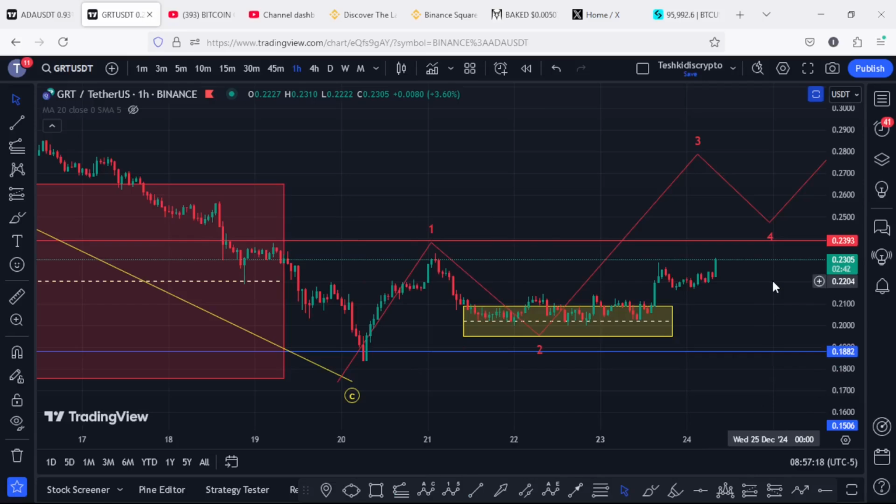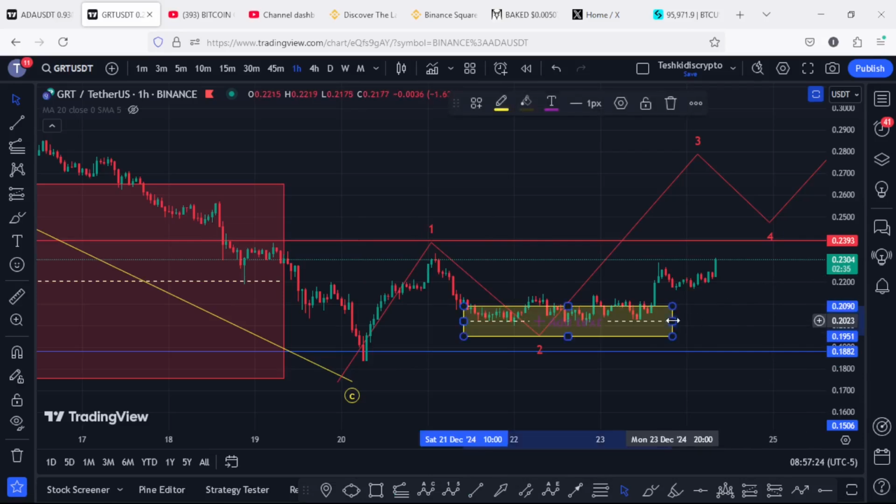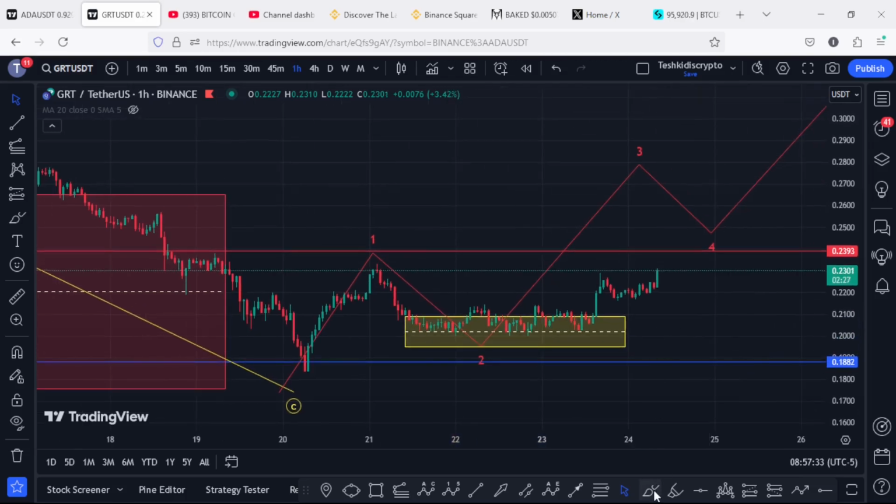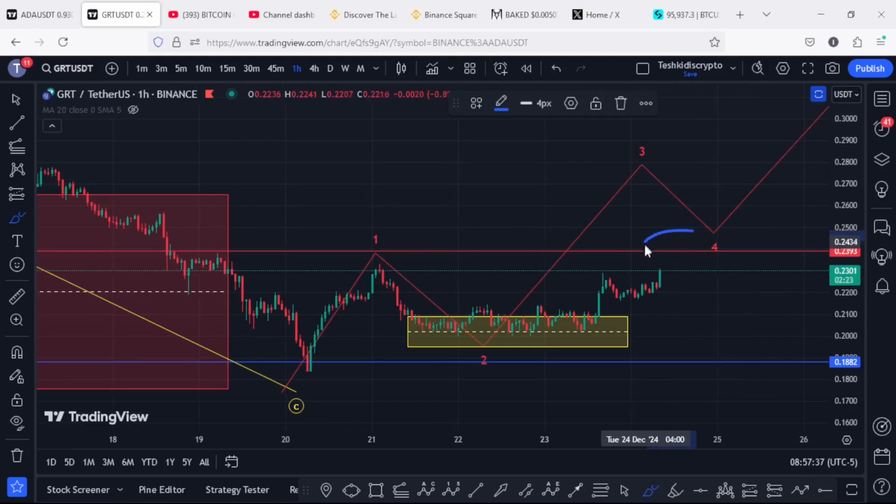GRT at the time of this recording is giving us a bit of a bounce to the upside after we continued to hold within our key area of support between the 0.209 and the 0.1951, and the next key area of resistance that we need to see a break above lies above the 0.2393.